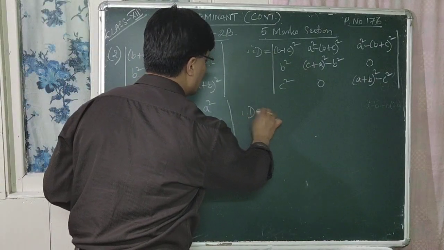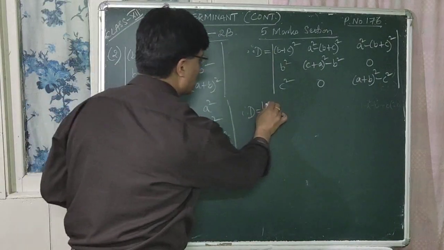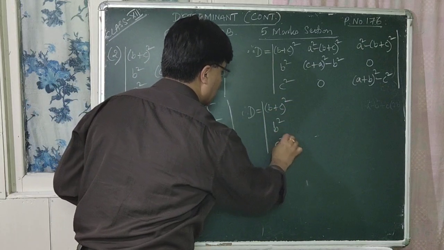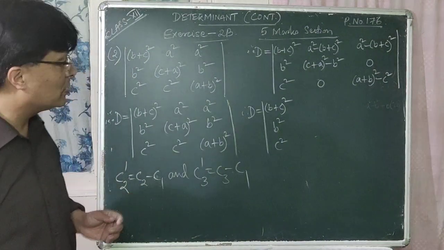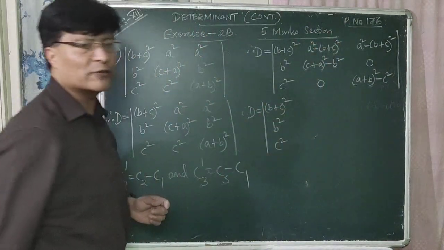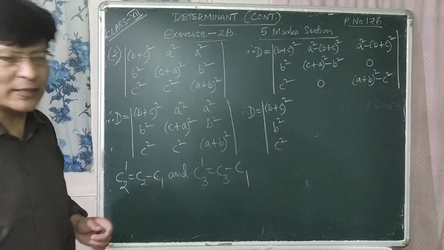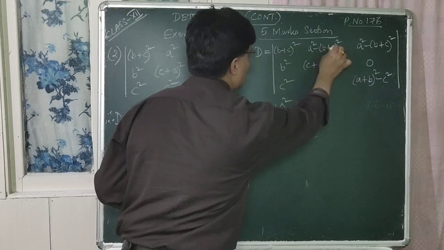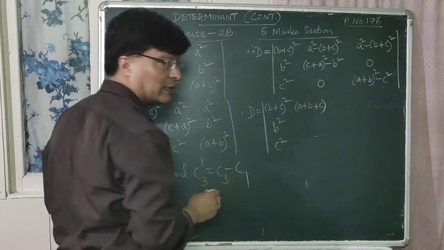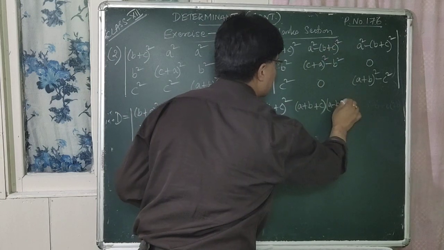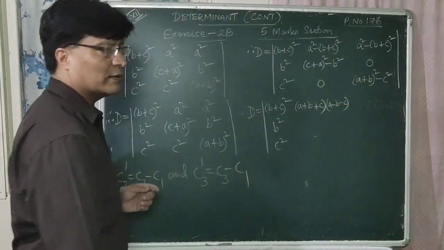Now D is equal to, now again first column as it is, B plus C whole square, B square, C square, it does not change, remains same. Now this is the formula, A square minus B square. What is the formula? A plus B into A minus B. So you can write here A plus B, plus into plus, plus C. What is A minus B? A minus B, minus into plus, minus C, right?